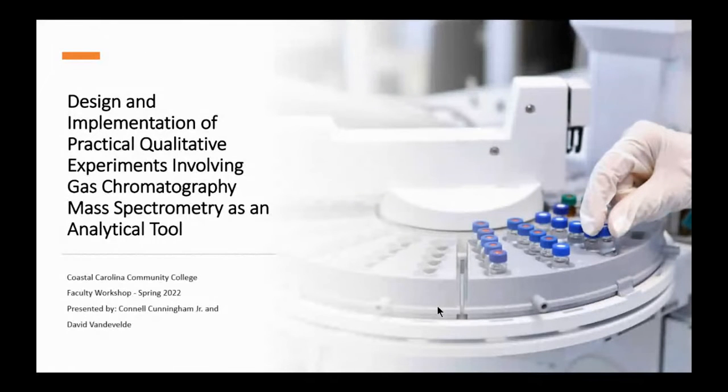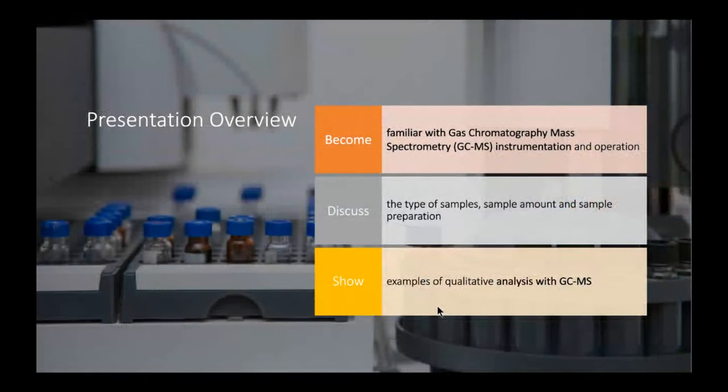And again, if you guys are just joining, please raise your hand during the discussion and you can open mic and ask a question. All right, so to begin, we just want to become familiar first with gas chromatography mass spectrometry, the instrumentation and operation. I've got a background in mass spectrometry, and so there are a few more details that I'll share. I won't go too far in depth, I hope, but the idea is to let you know what the instrument is capable of doing. Then we want to discuss the types of samples, the sample amount, and sample preparation.